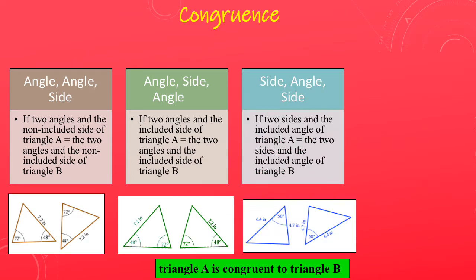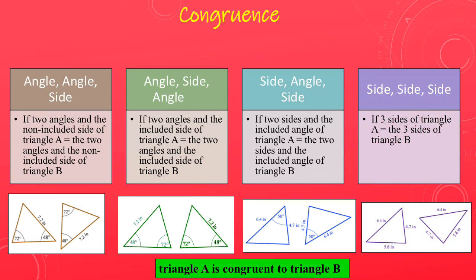Next, we had side, angle, side. If two sides and the included angle of triangle A are equal to the two sides and the included angle of triangle B, then triangle A is congruent to triangle B.